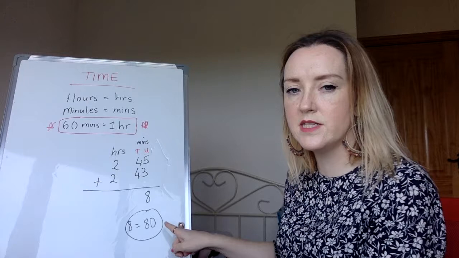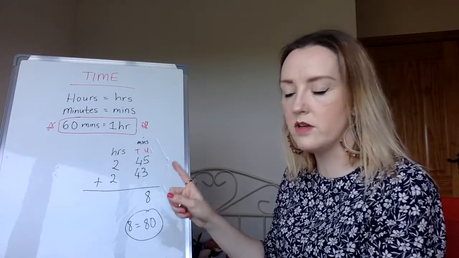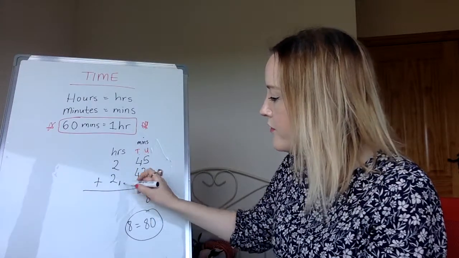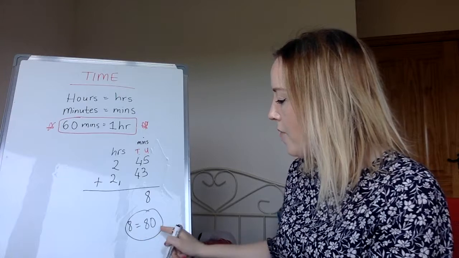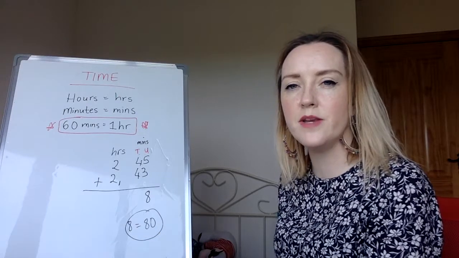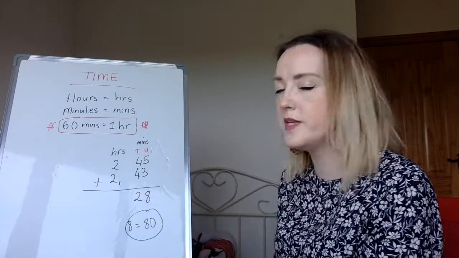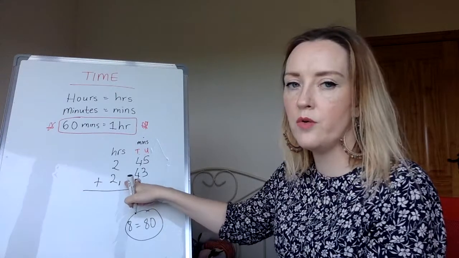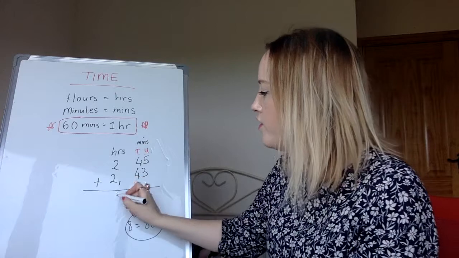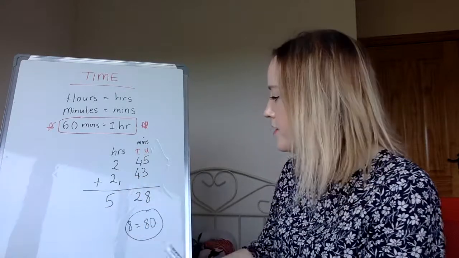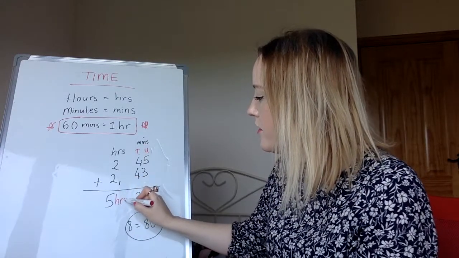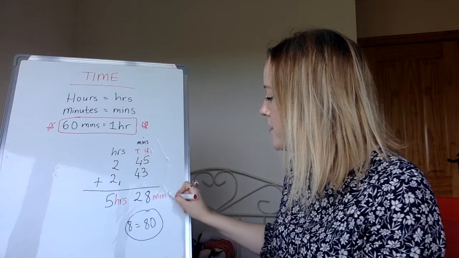Okay? And I know that 60 minutes is an hour. So I'm going to carry 1 over here for that hour. And what's left over if I take the hour? So 80 minus 60 is 20. So I have 2 left here, that's 20 minutes. I've carried my 1 hour over, so it's 2, 4, 5. So it's 5 hours. Do not forget your measurements, 28 minutes.